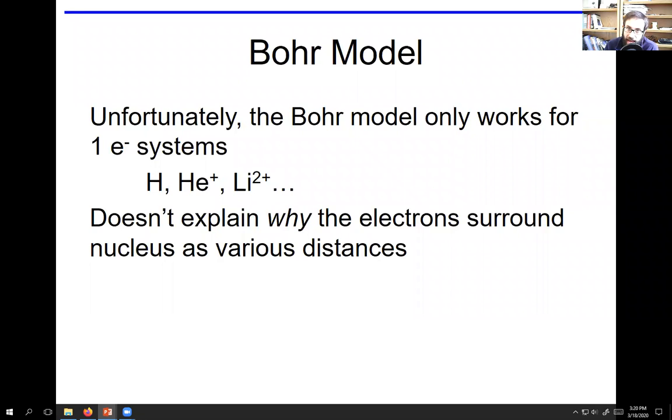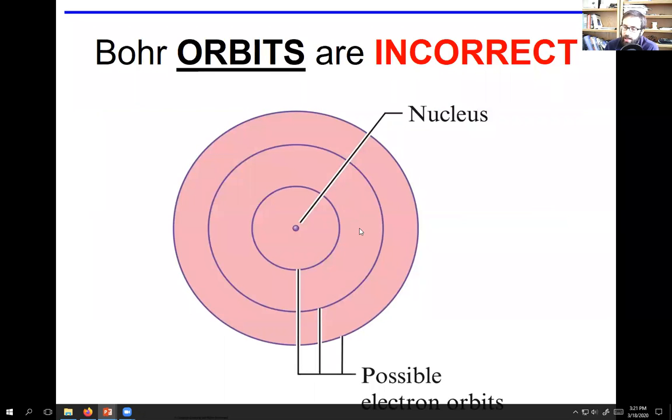It'll work for a helium cation that has 2 protons and 1 electron, He+, or a lithium 2+, that's 3 protons and 1 electron. But it doesn't explain why the electrons surround the nucleus at various distances. And like I said, it doesn't take into account electron-electron repulsion, which is really important.